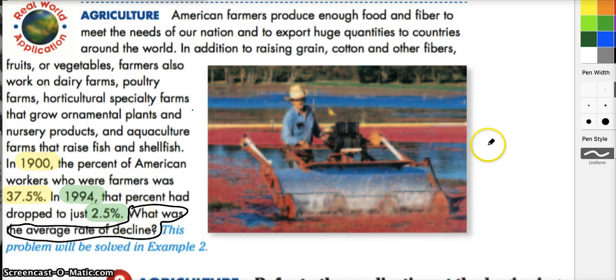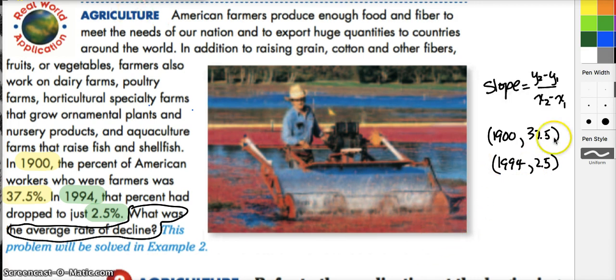And what I want you to see is those two highlighted numbers, 1900 and 37.5, kind of make an x and y point. X being the time and y being the percentage of people that are farmers. And then similarly, we will write the other point, not 1995, 1994. We write the other point in the same way. And so what we're going to do is utilize one of those formulas that you remember from before, the slope formula, or the value of the slope being the change of y's over the change of x.